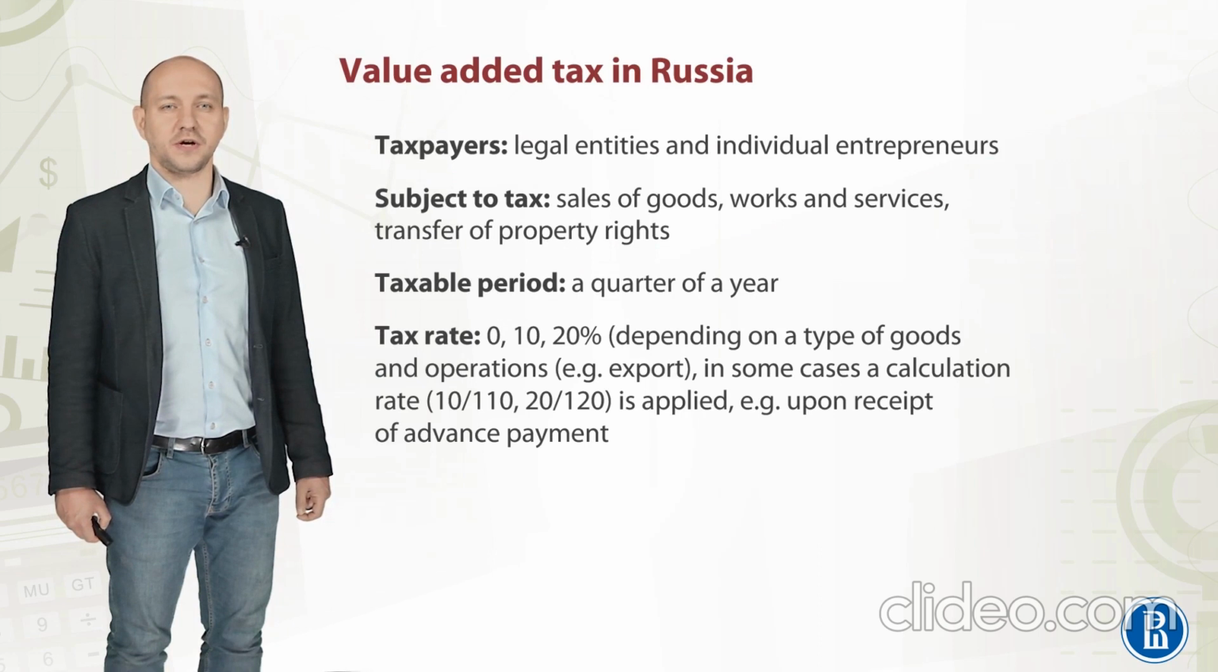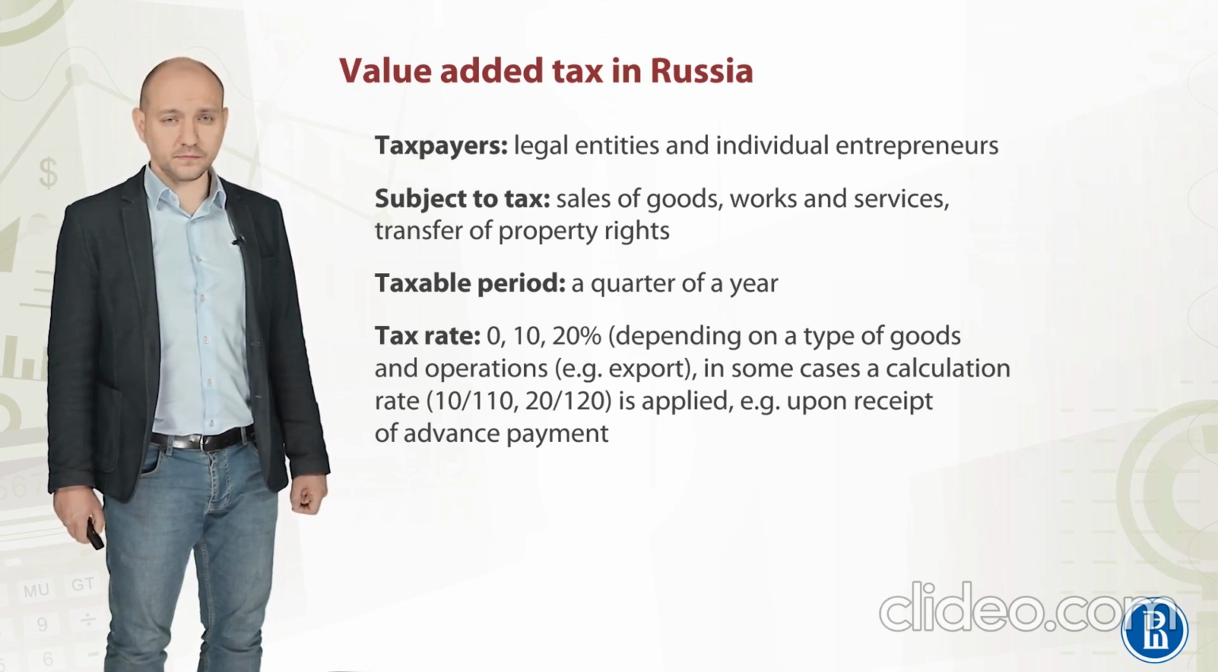So, for instance, in Russia, we have the following basic terms concerning the value-added tax. Taxpayers are legal entities and individual entrepreneurs. Subject to tax are sales of goods, works and services, and transfer of property rights. Taxable period is a quarter of a year, and tax rates could be different, from 0 to 20%, depending on the type of goods and operations. In some cases, a calculation rate is applied, for instance, upon receipt of advance payment.